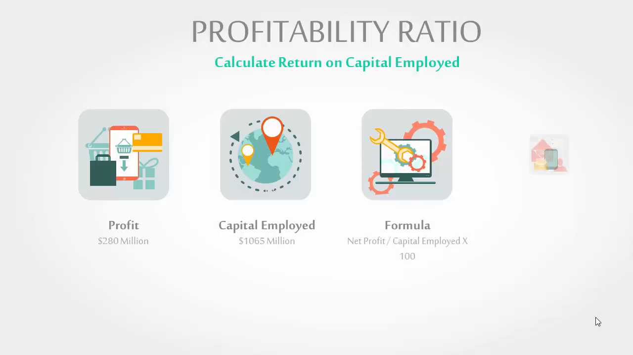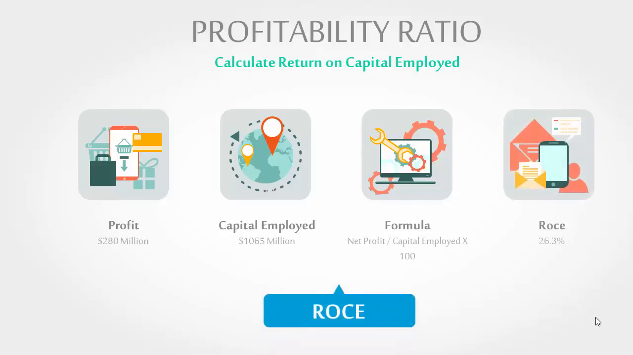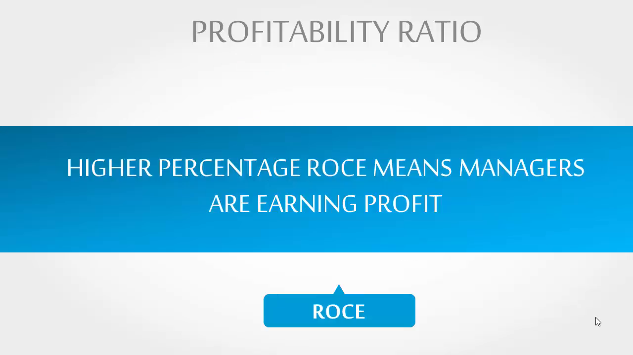If we do the calculations, we will get our ROCE as 26.3%. This means a higher percentage ROCE means managers are earning profit. The higher the percentage, the higher the profit margin in the company. And secondly, it also says that managers are able to run the company efficiently with good profit. This is the calculation of return on capital employed.